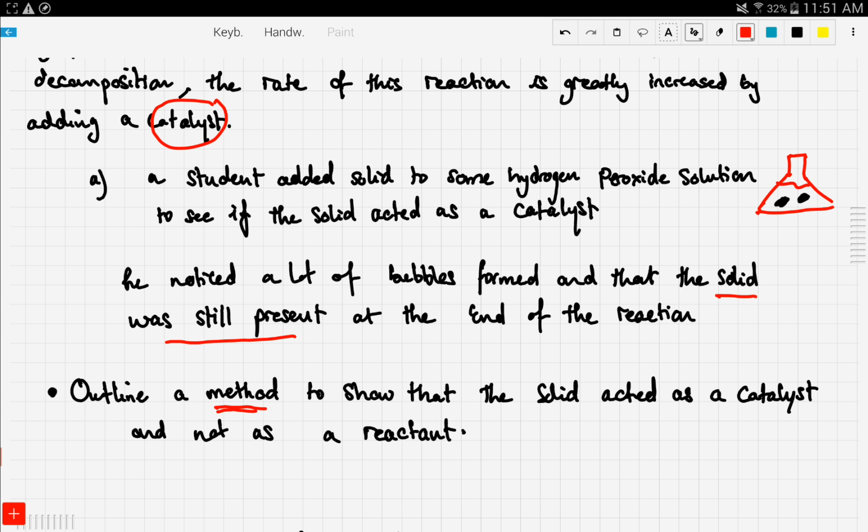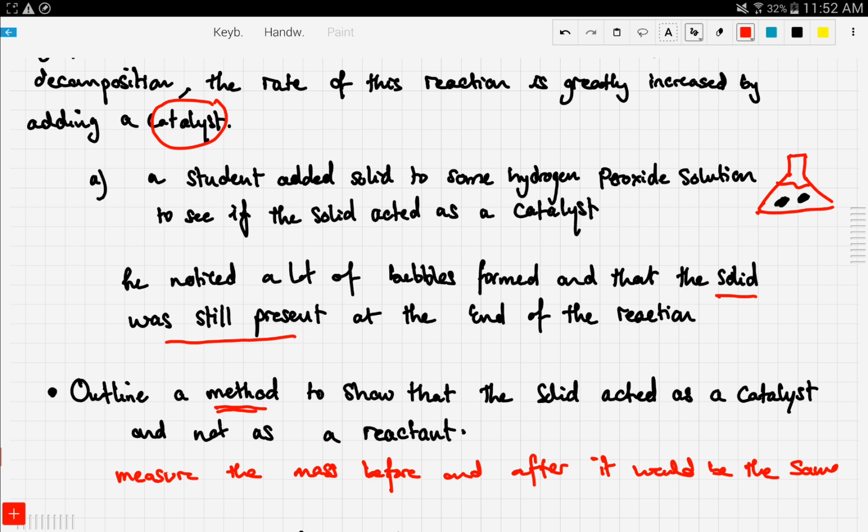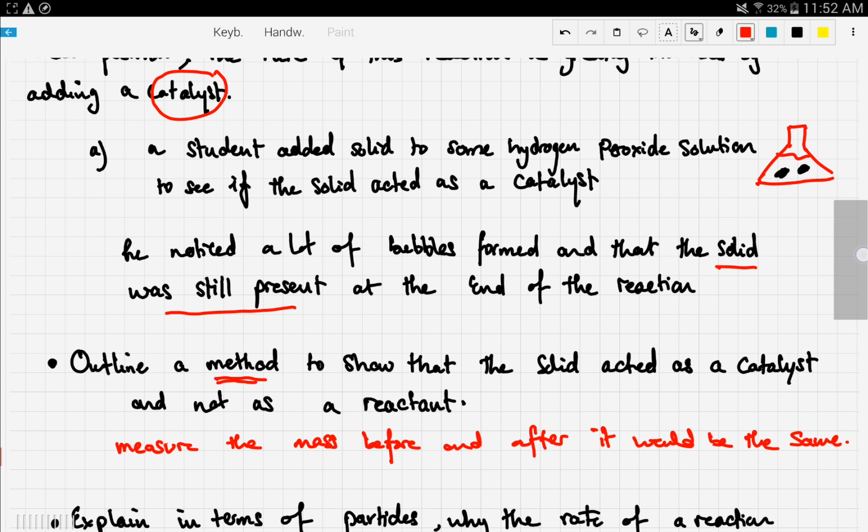So he said that a catalyst does not get involved in the reaction. If we take the catalyst out of the reaction, nothing would be affected, only the speed would be affected. So in this case, if we measure the mass before and after, it would be the same. Okay, let's go on to the next question.